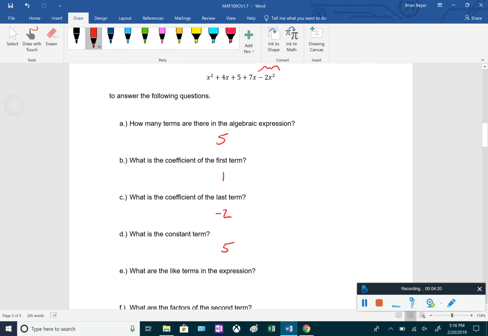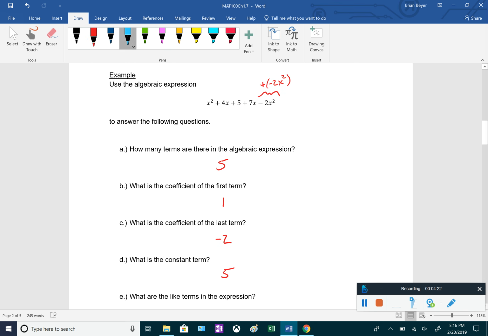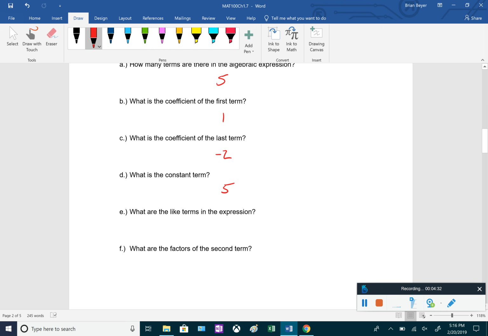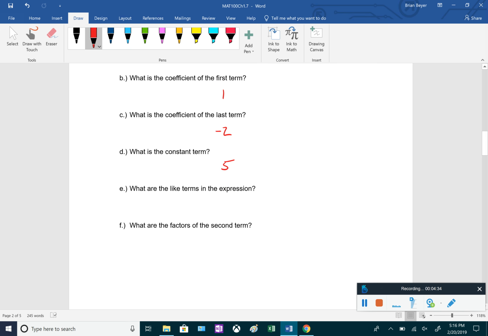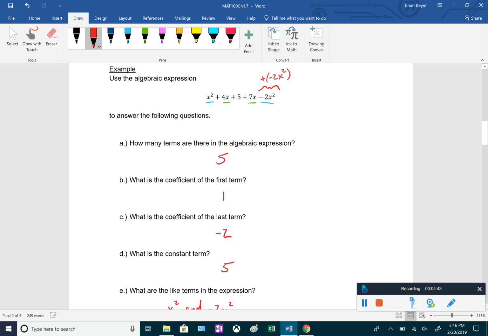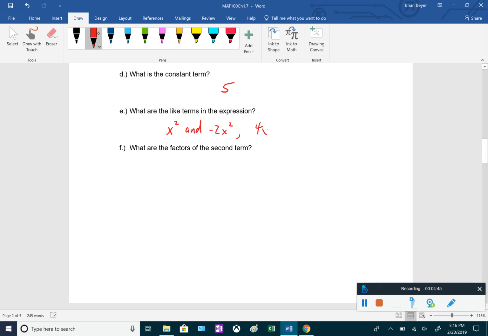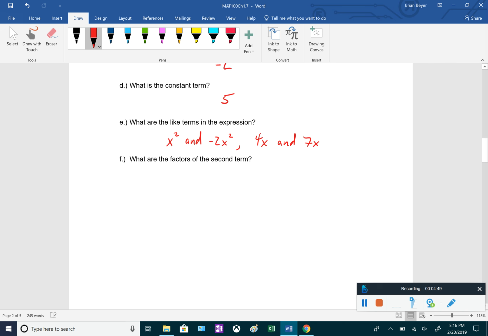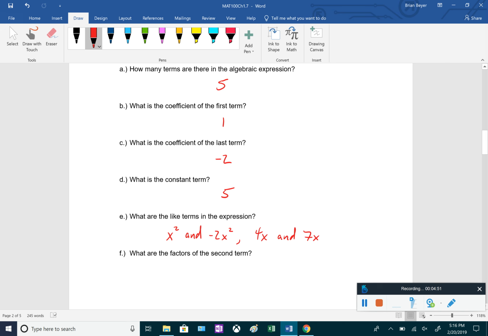Next one, what are the like terms in the expression? So we have an x squared and a negative 2x squared. And then we have a 4x and a 7x. So x squared and negative 2x squared are like terms. And then we also had 4x and 7x. So same variable factors.